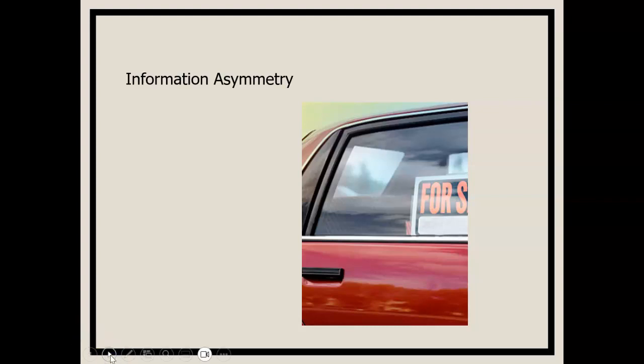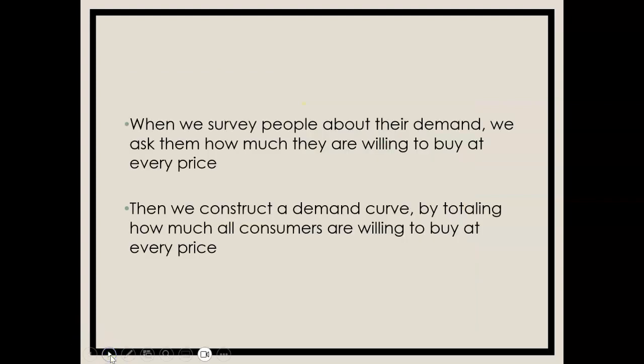Information asymmetry. When we survey people about their demand curve, we ask them how much they're willing to buy at every price. And then we construct a demand curve by totaling the amount that all consumers are willing to buy at each one of those prices.